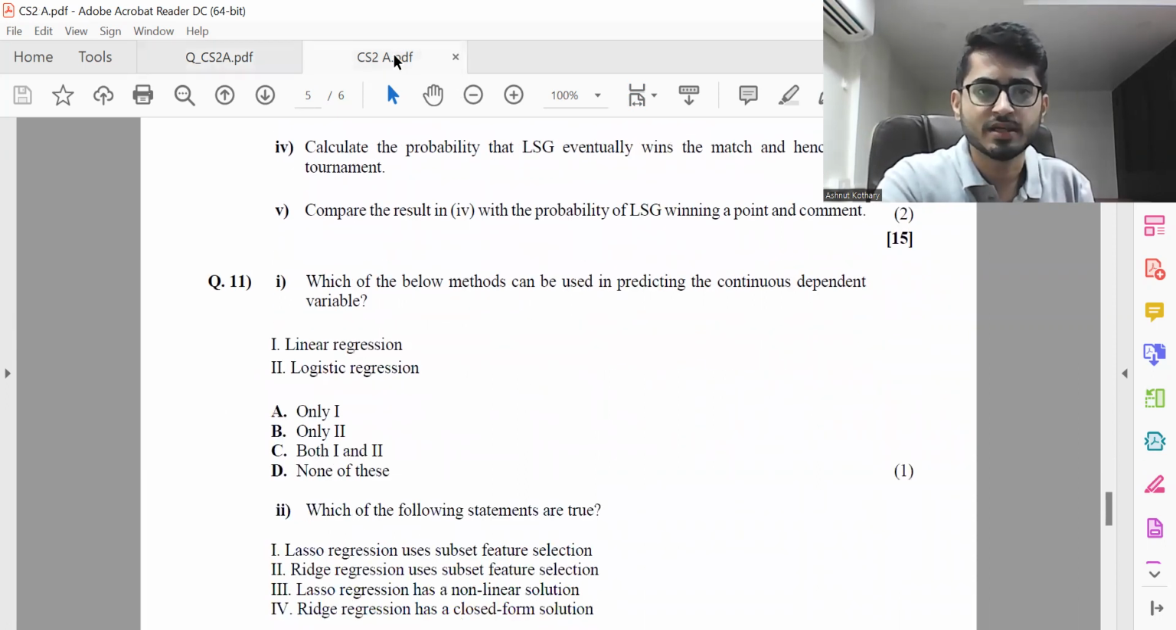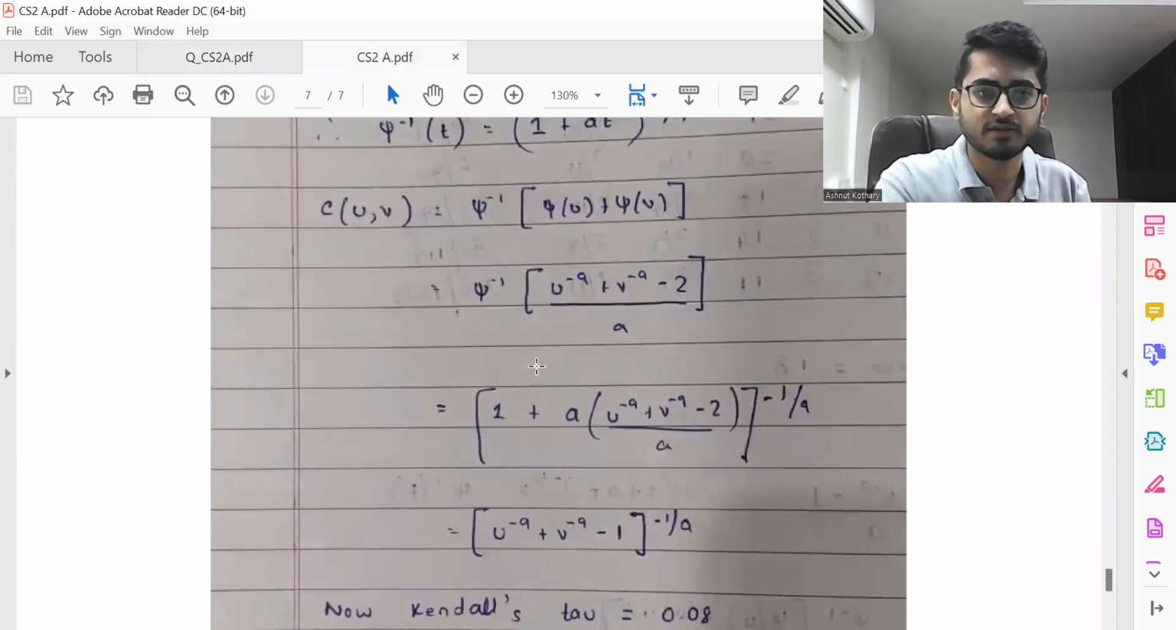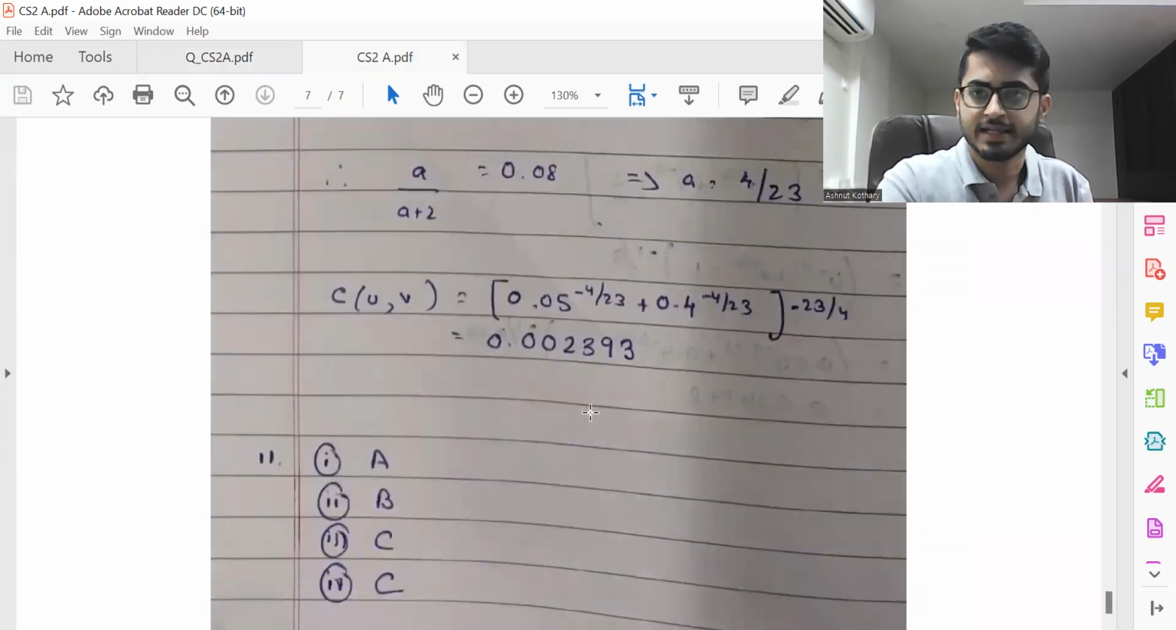Then question 11 is MCQ based. So let me quickly go through the answer key for the same: A, B, C, and C.